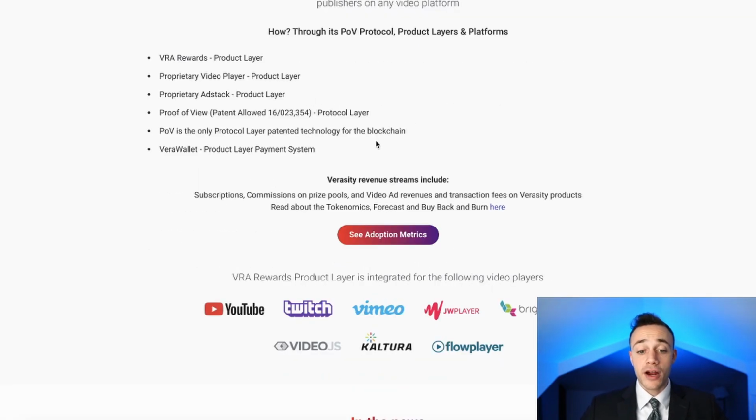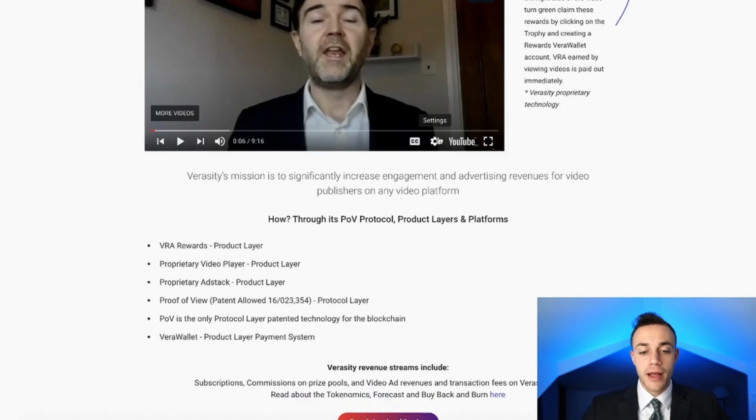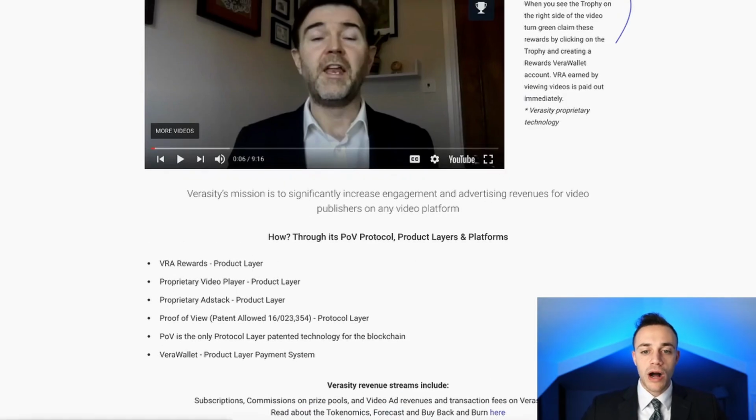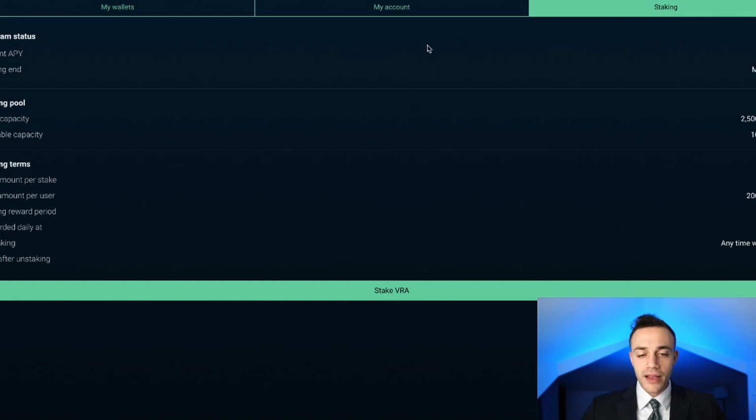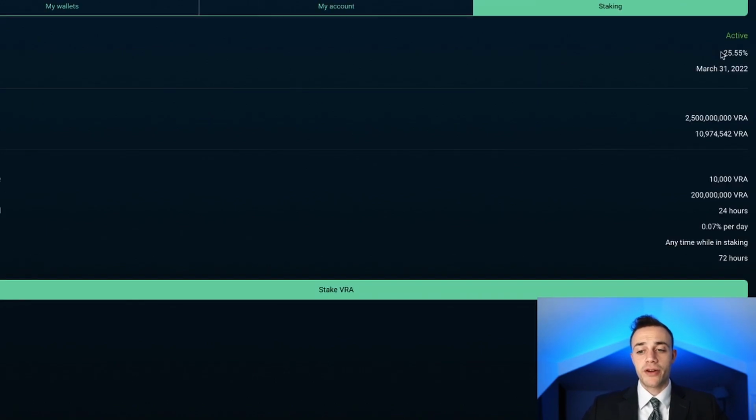But it doesn't end there. Verasity is doing a lot more than just making views verifiable on the blockchain. They also have their own wallet called the Verawallet. And the Verawallet allows you to stake your VRA token. This is what the wallet looks like when you're inside. So you can see that you could be earning 25.5% APY annually, and you get rewarded daily. So that means if you're staking 10,000 VRA, which is actually the minimum amount that you can stake, that means you're earning 2,500 per year.